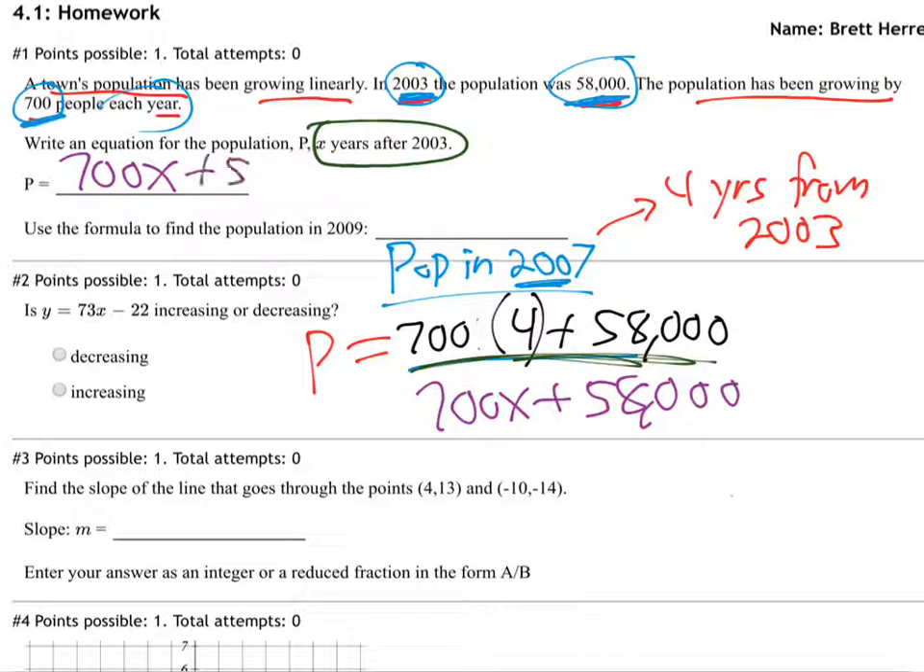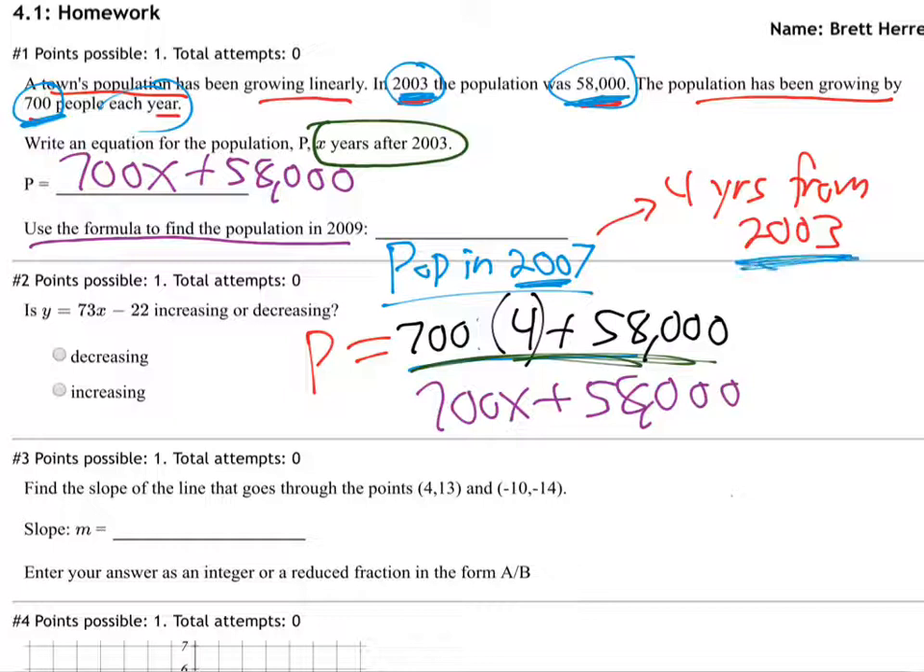700x plus 58,000. X is just the number of years after 2003. And so you multiply it by 700, huh? And add the 58,000. Good. And then it says, use this formula to find the population in the year 2009. How do we find the population in the year 2009? So instead of plugging in 4, you just plug in what it was, 7.